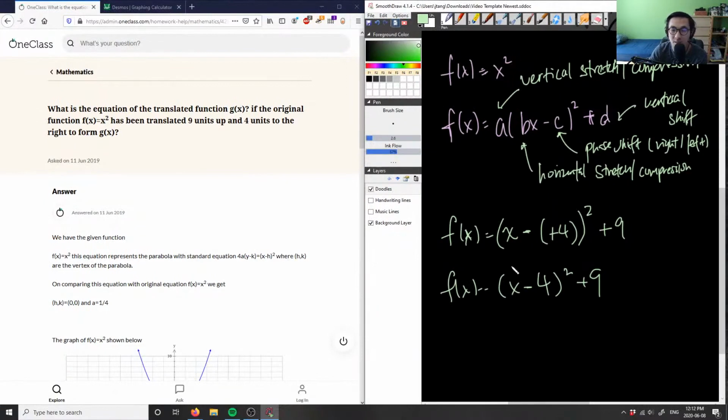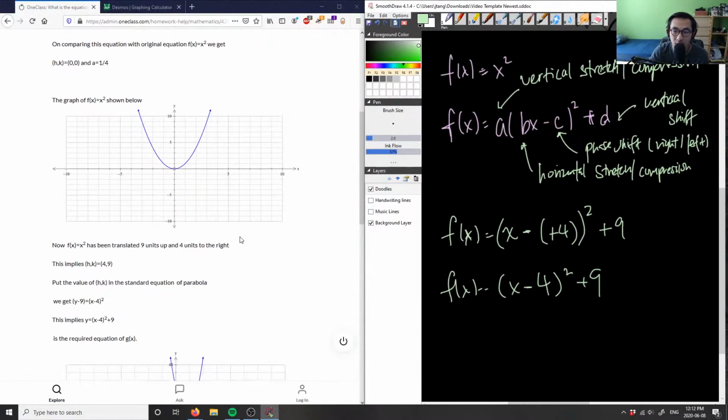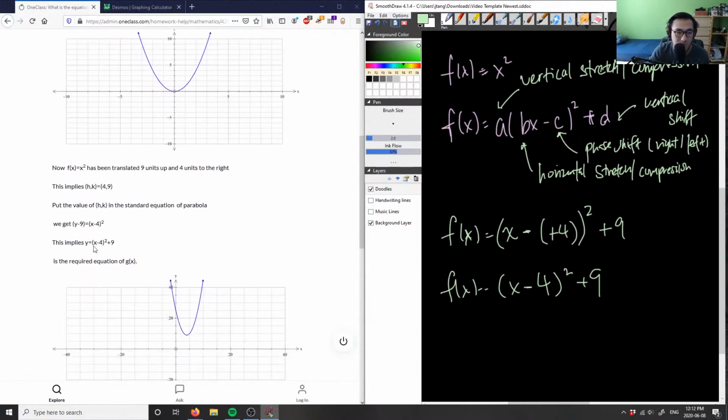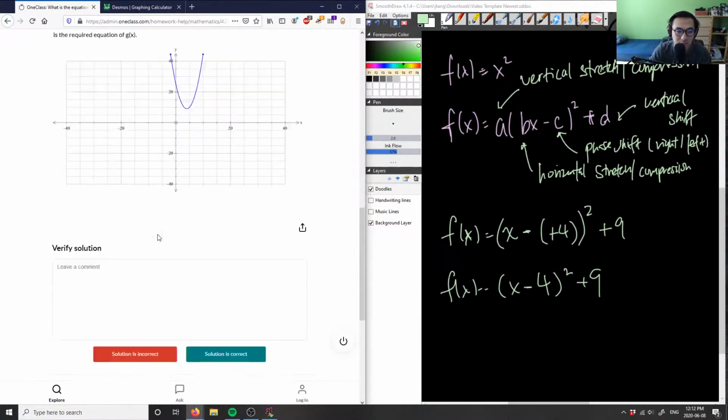And this here is our correct answer for our question. So again, this here is the correct solution, which is good. And as you can see, they actually showed you a graph as well. So (x minus 4) squared plus 9. So this is the correct solution.